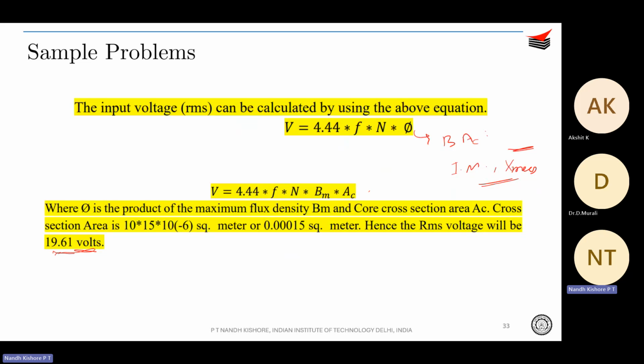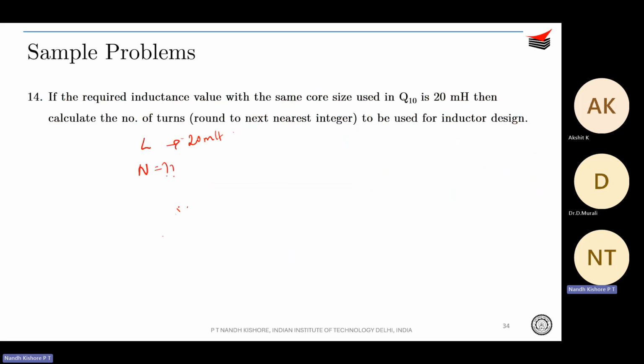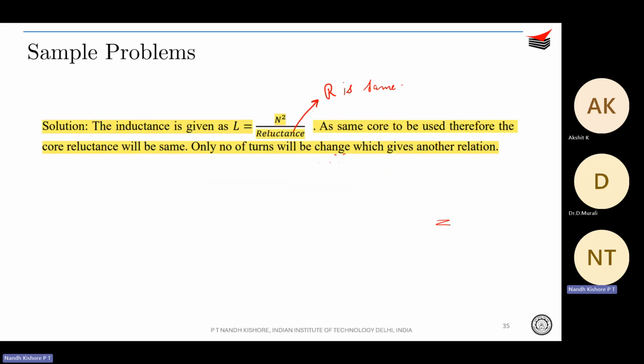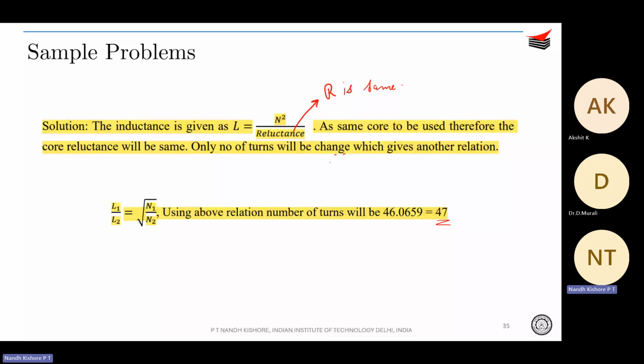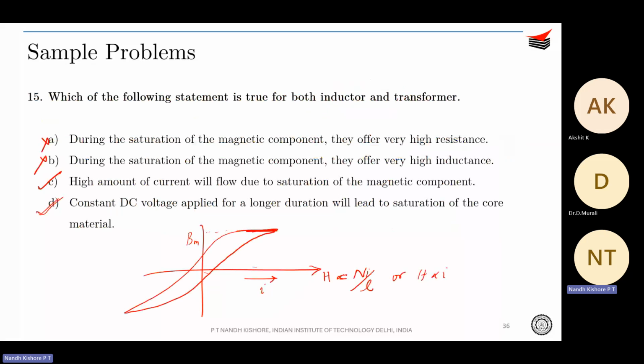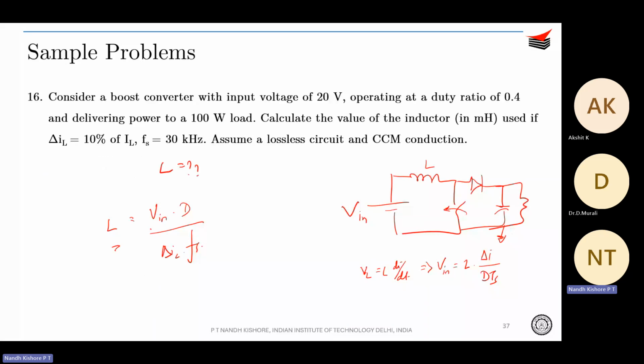This was one problem. The next problem was, what is the number of turns required? Again, it relies on L is equal to N square by reluctance, or N square into permeance. So this was one problem, where L has a square root dependence on the number of turns. Then we considered the boost converter problem. In that boost converter, we needed to compute the value of L. That was problem number one.